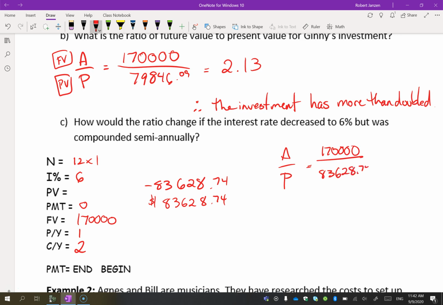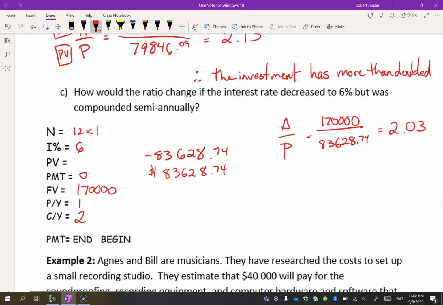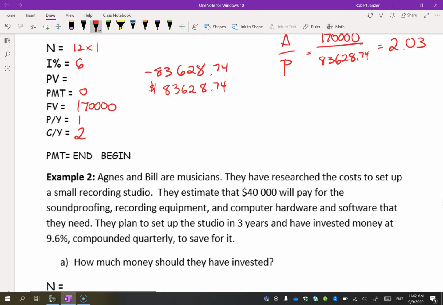So the number in the denominator is a little bigger. That means our ratio is going to get a little smaller. It turns out to be still doubled, but not by quite as much. Okay.